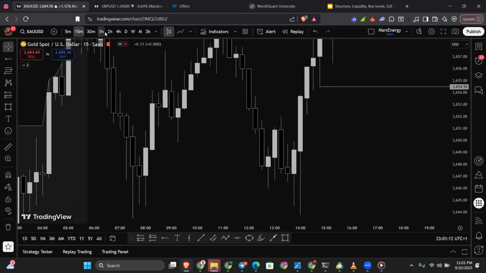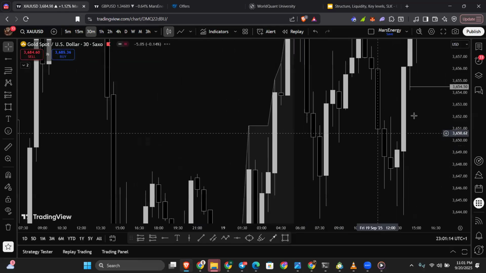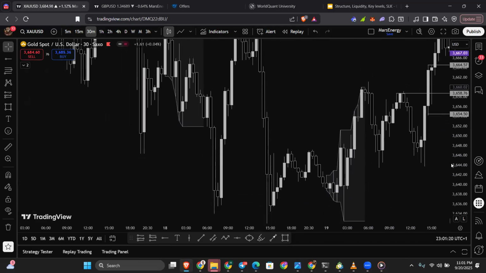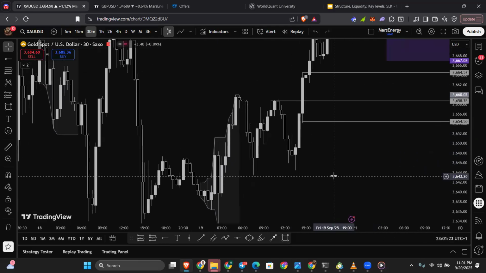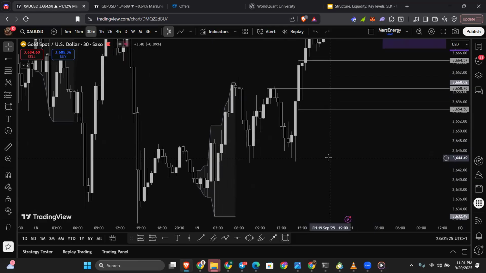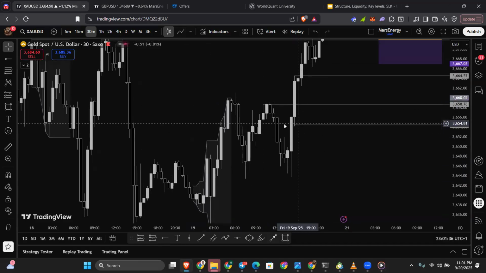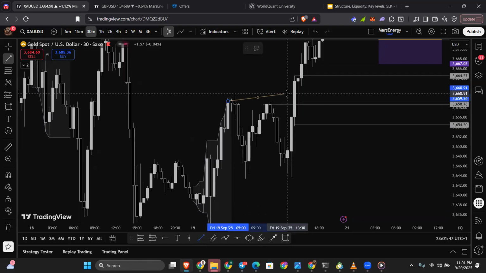This is another inducement here. This is another inducement movement, even though price didn't actually take it out as expected, right? This initial move here is supposed to break this level completely. But it did not break this level and started coming down.